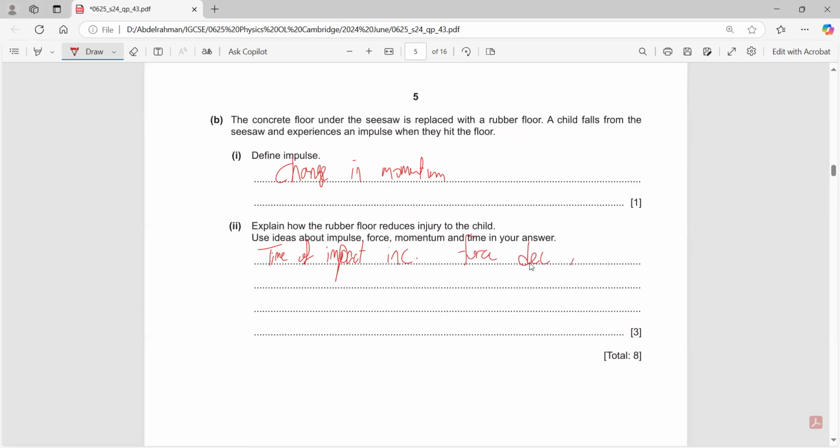Why? Because for the same change in momentum, or you can say for the same impulse, force times time equals mv minus mu, the change in momentum. So basically, if you increase the time, you will decrease the force on him.